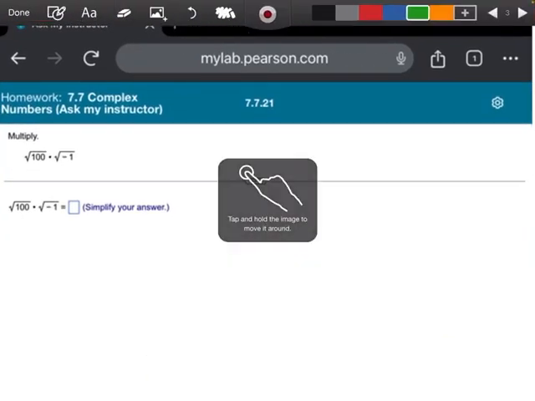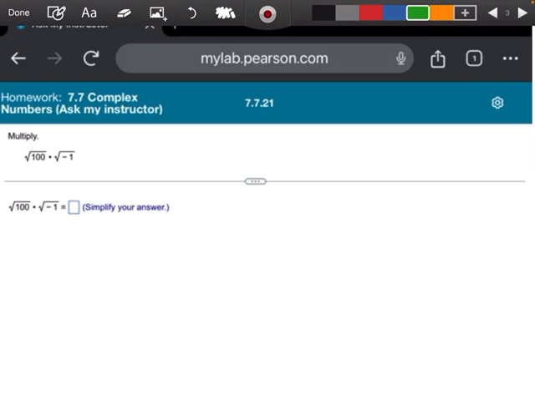All right, so y'all, one of our classmates asked a question from the homework, and this is one of the problems that we had to do, and the directions say to multiply. Okay, so look, y'all, a couple things we can do here. It tells me to multiply, so let's go ahead and multiply. 100 times -1 is -100, right?